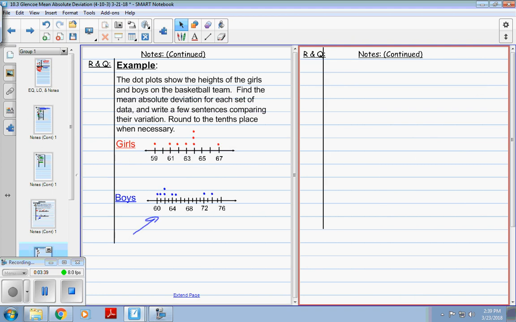Okay, welcome back. Step 1. What does step 1 say to do whenever we're finding the mean absolute deviation? Yeah, you're right. It means to find the mean. We're going to do the girls' problem together through this video lecture, and then we're going to do the boys' part of the problem together in class to make sure you understand how to do this. First off, whenever we find the mean, we should have our numbers listed from least to greatest, just to make sure we're interpreting the dot graph correctly.